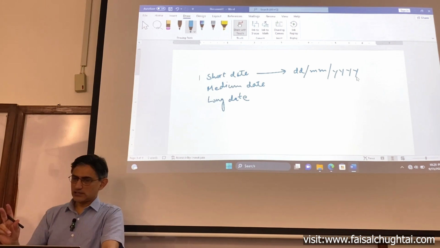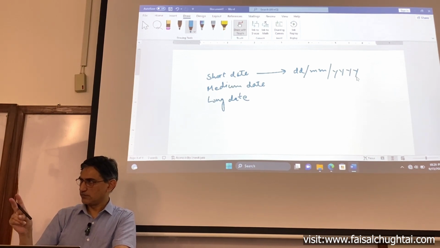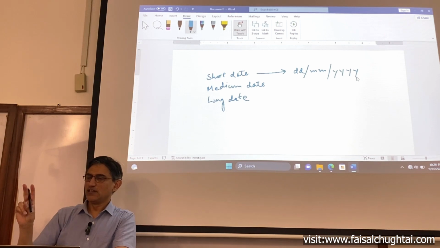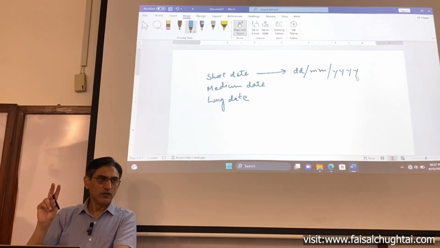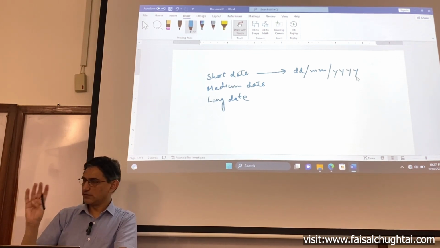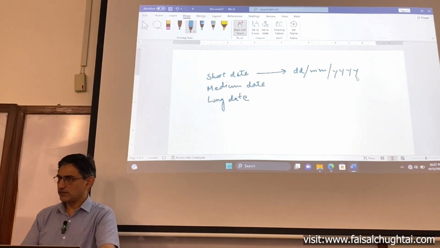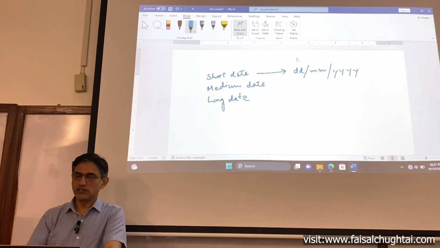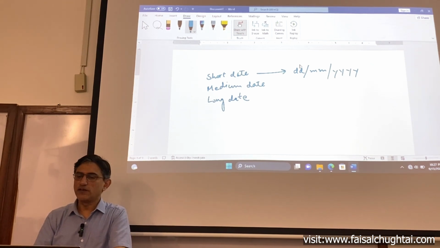And what does it suggest? That the day part of the date should be written in digital form, I mean in the form of digits. So you're going to use 2 digits to represent the day part, 2 digits to represent the month part, and 4 digits to represent the year part. So say for instance, if it's a single digit date, it's the 5th of some month. So instead of writing only 5, I will actually write 05.